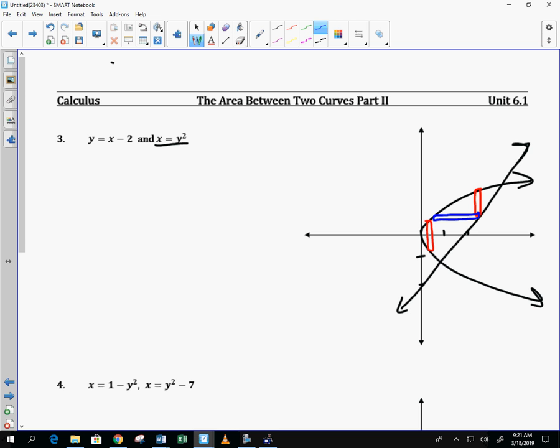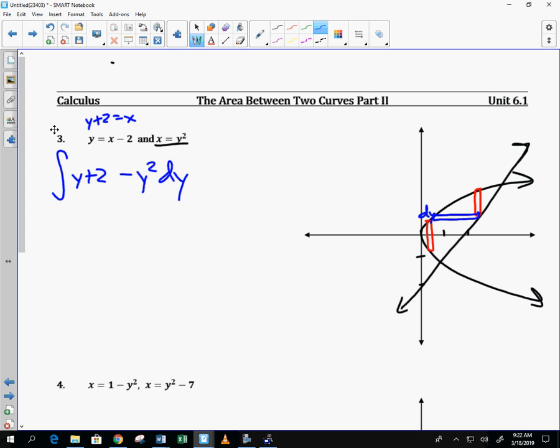Does that rectangle, the blue one, have vertical width or horizontal width? Vertical width. So we would call that a width of dy. Because I'm choosing to use dy, that means everything must have a variable of y. So I have the integral, and I need the right minus the left. So what's the right? x, but it has to be in terms of y. So y plus 2 is equal to x. So I have y plus 2 minus y squared dy.